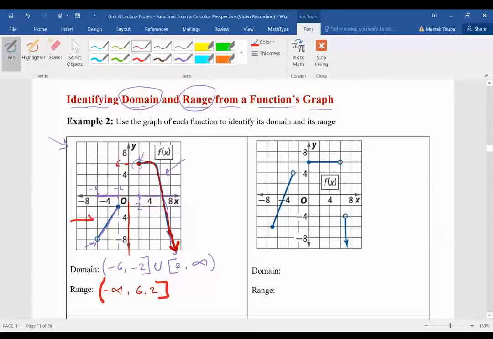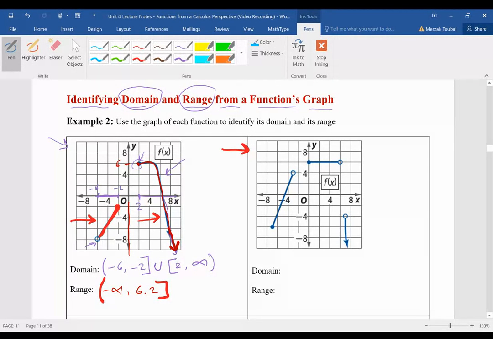Now, I did not pay attention to this segment when I wrote the range, because every y coordinate on this segment is already included in that curve. So we don't have to rewrite the same thing. All right, let's do the second example.